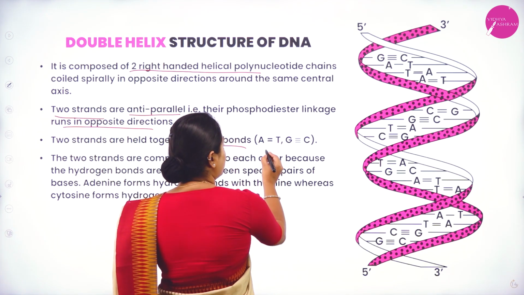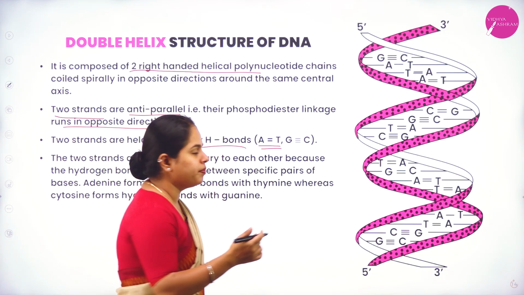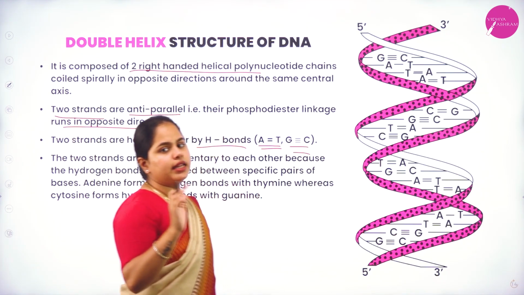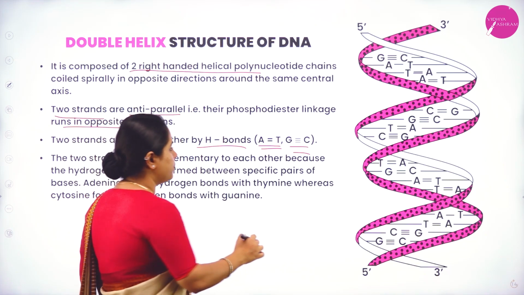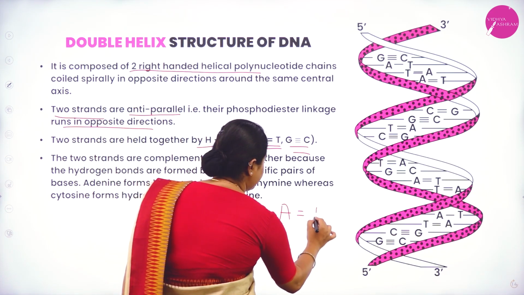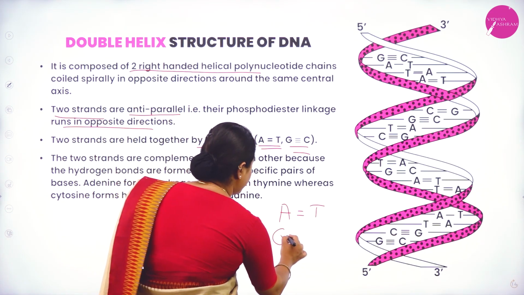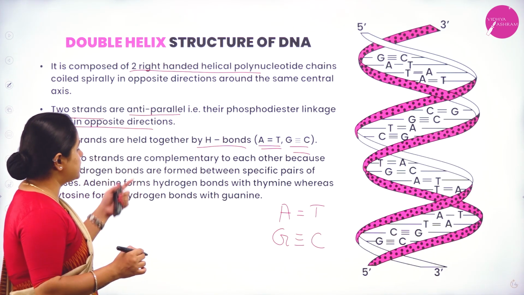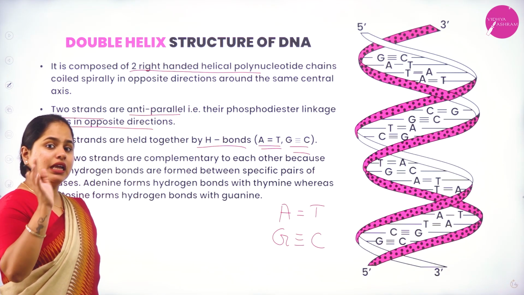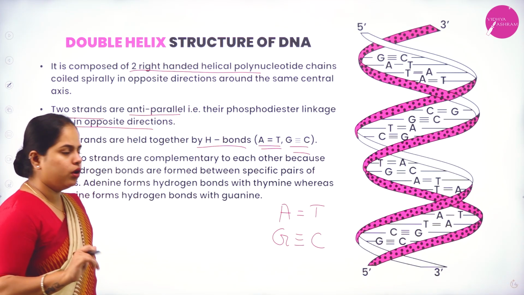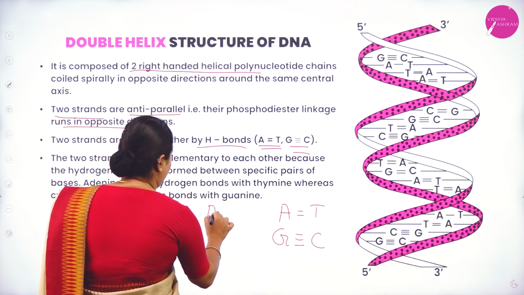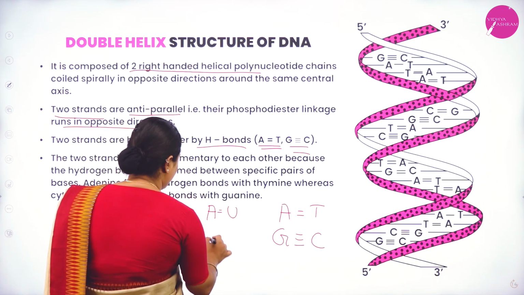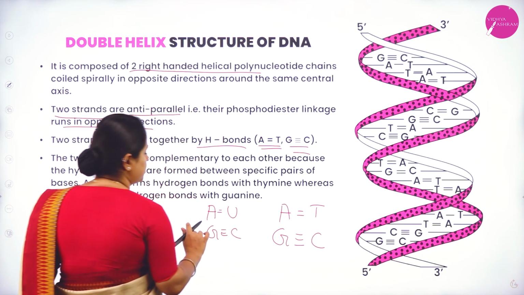This hydrogen bond is formed between adenine and thymine, guanine and cytosine. Only in that form it will be formed. Between adenine and thymine there is a double bond, and between guanine and cytosine in the case of DNA. Now we are discussing the structure of DNA, right? But in the case of RNA, it is going to be between adenine and uracil, guanine and cytosine. Clear?